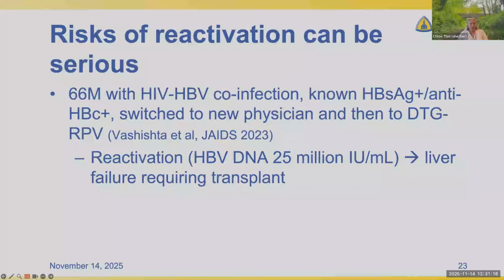This is a 66-year-old male with co-infection. He was known to be surface antigen positive. Then he was switched to a new physician who didn't realize that he was surface antigen positive because the test had been done years ago. That physician put the patient on dolutegravir-rilpivirine, and that individual ended up reactivating with super high hepatitis B DNA levels, went on to liver failure, and required a transplant. So, important to remember that this can be serious.